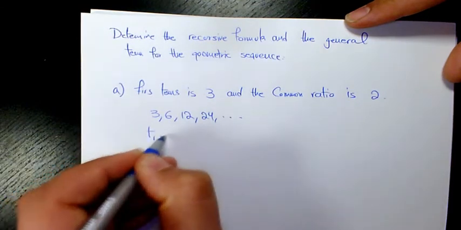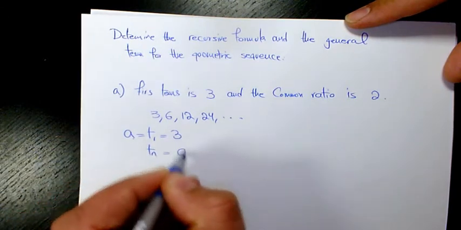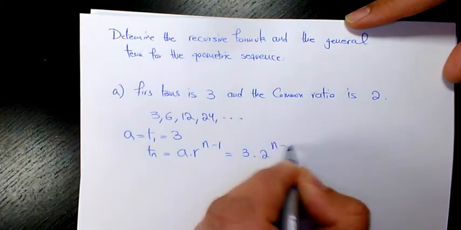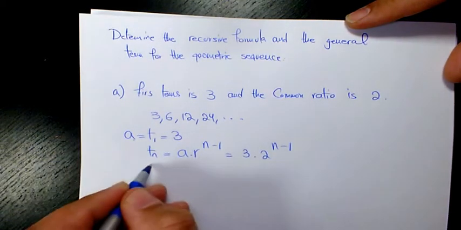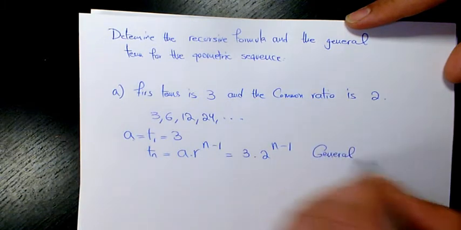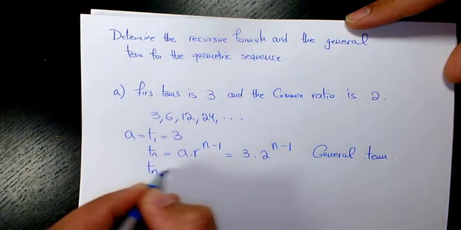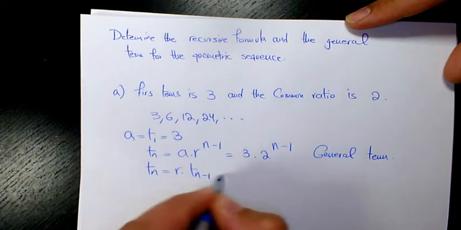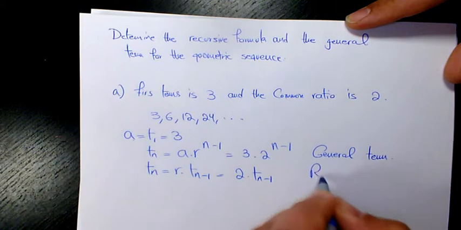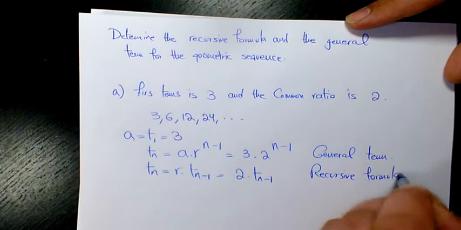So T1 is 3, or A. Tn is going to be A times r to the power of n minus 1, which is 3 times 2 to the power of n minus 1. And this is the general term. And for the recursive formula, Tn equals r times Tn minus 1, which is 2 times Tn minus 1. This is the recursive formula.